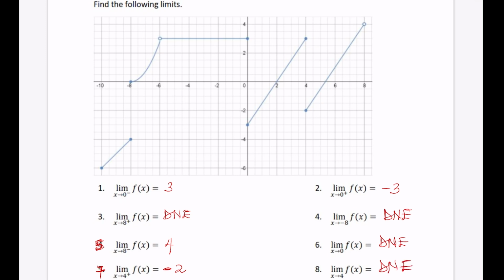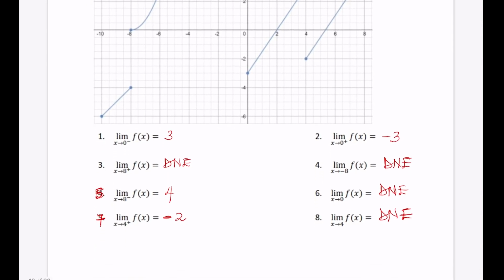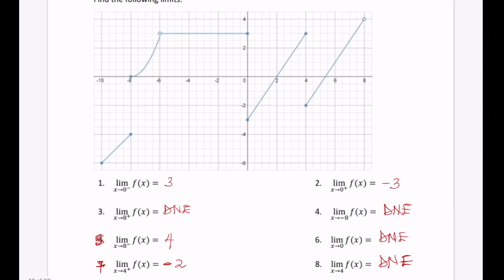And this brings us to the end of finding limits graphically and numerically. The next topic we are going to look at is how to find limits algebraically using the algebraic methods. See you in the next video of finding limits algebraically.